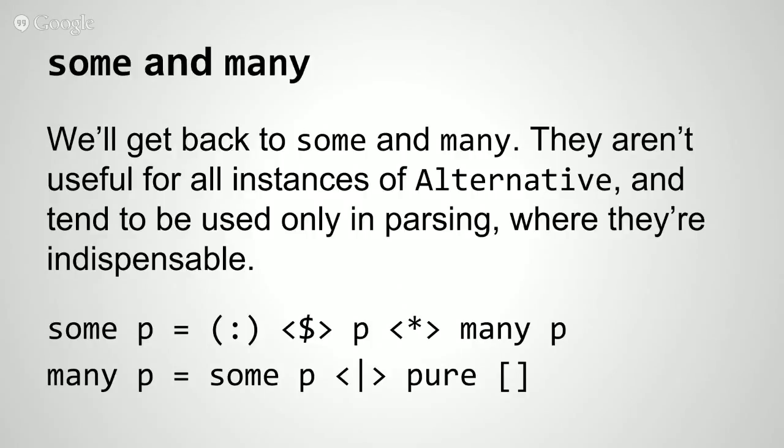Some will return a cons. Some p will return a cons of a p and then many p. And many p is a choice between some p, which means that it can do more p's if it wants, but if p fails, it'll return the empty list. So what they actually mean is that some p is going to execute that p, which is going to be a parser, until it fails, and it will succeed if there's at least one success. And many will also succeed if there are no successes.